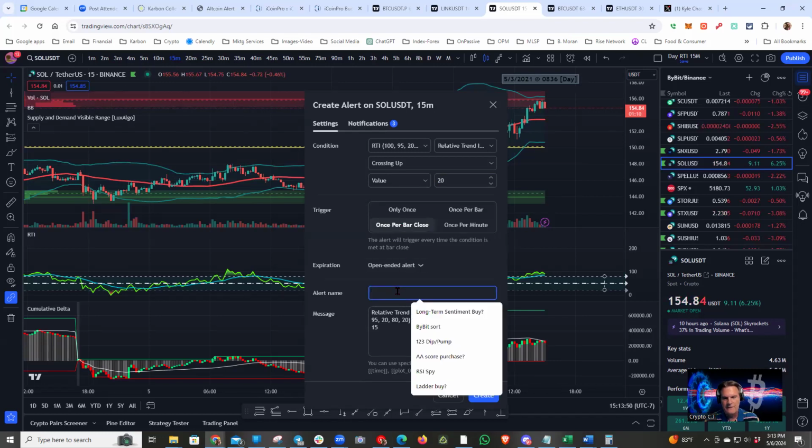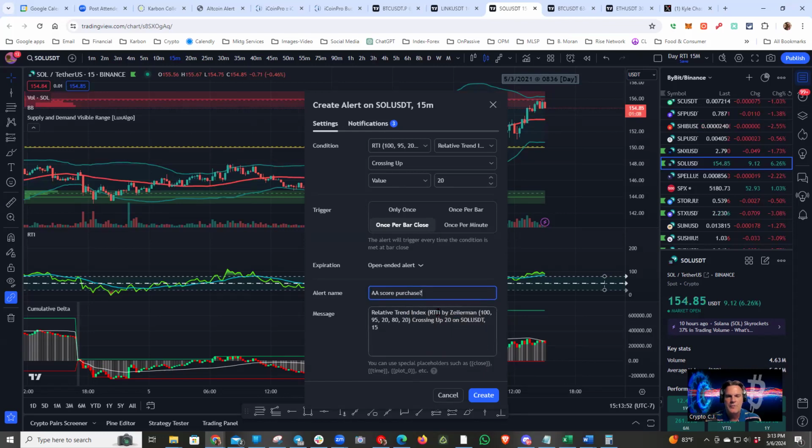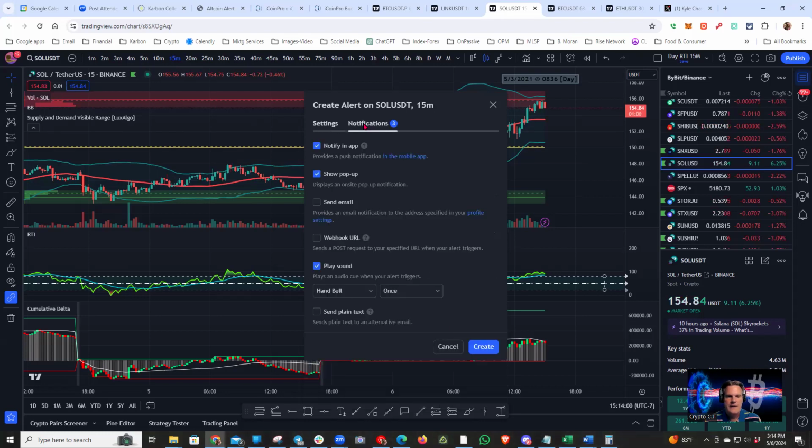Alert name. I usually choose the information source. So this is an AA score purchase. TradingView will remember that for you once you type it in 5 or 6 times. Notifications. I'm going to notify on my app on my phone, pop up on my desktop computer, and play a sound also on my computer. And for day trades like this, I usually go with chirpy. Click create, you're good to go.